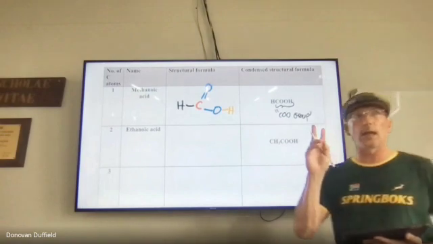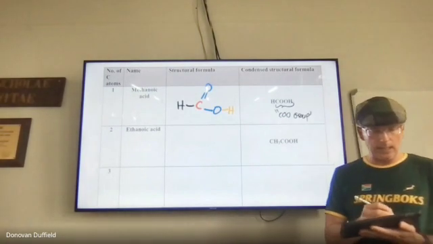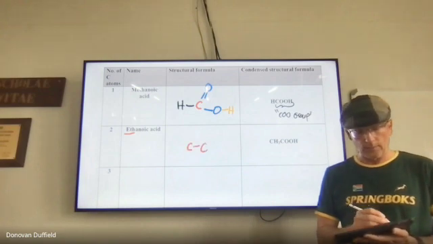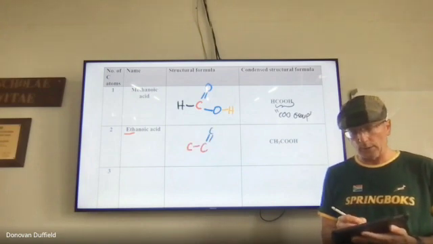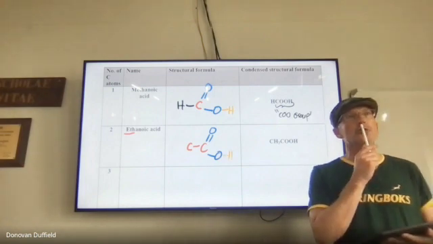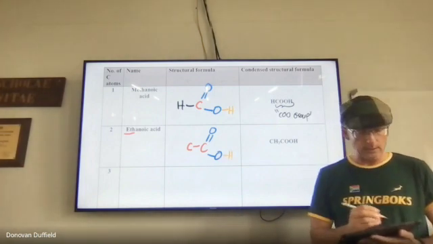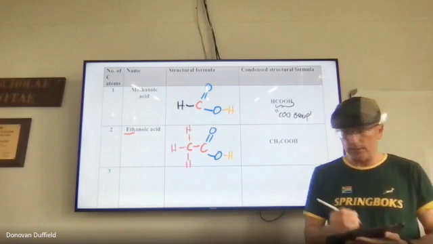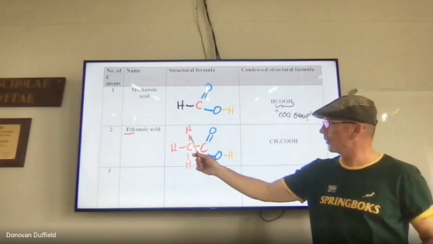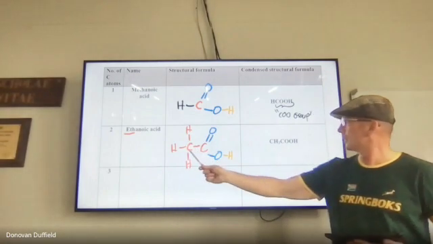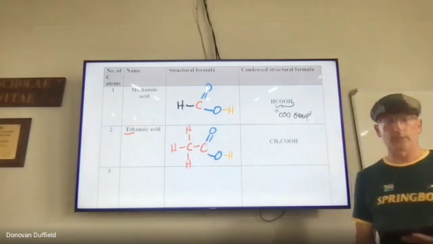Ethanoic acid is going to have two carbons. The eth tells us two carbons. C double bond O, OH, and then this carbon needs 1, 2, 3, 4. This is going to be CH3COOH.